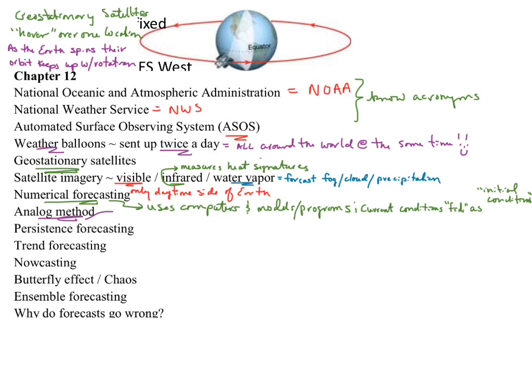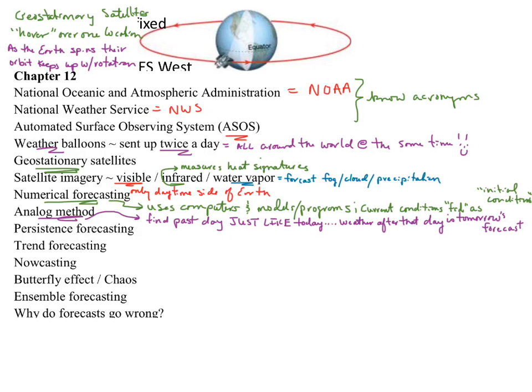Analog method or analog approach. Basically what you do is you find a day in the past that is just like today. And then whatever in the past the next day's weather was, that's what you forecast tomorrow's weather to be like. So find past day just like today. Weather after that day is what our tomorrow's forecast will be. Hope that makes sense. Analog method.